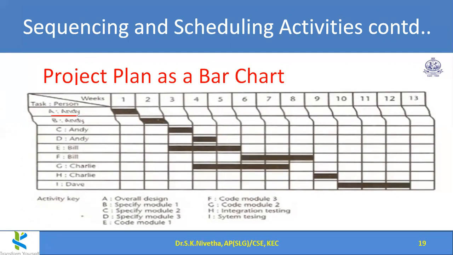So person A, Andy, activity A is to be carried out by Andy, activity B by the same person, activity C by the same person, activity D by the same person. After that, the next person is getting involved in that. And this is like week 1, week 2. So the same person is involved. All these are done one by one by the person. Week 1, week 2, week 3, week 4.